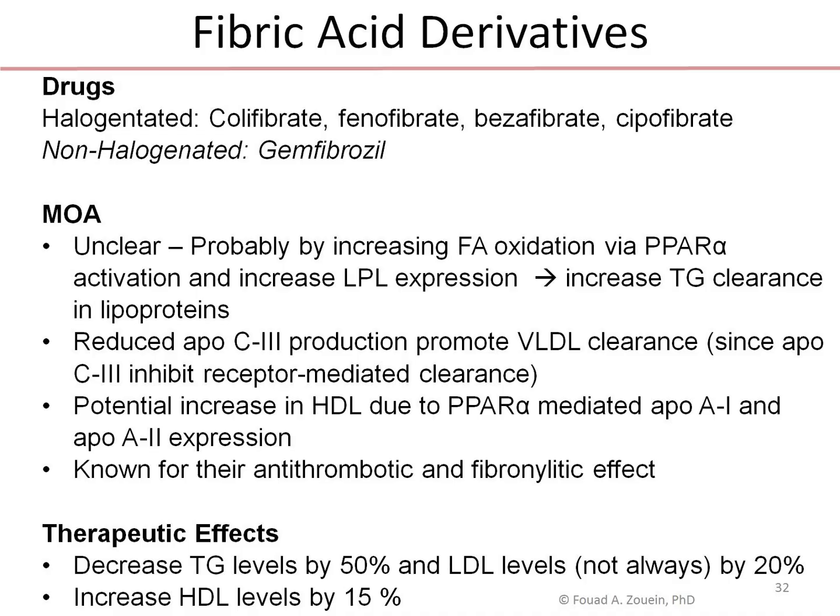The potential increase in HDL, there is an increase in HDL, is also due to PPAR alpha mediated ApoA1 and ApoA2 expression. Both ApoA1 and ApoA2 are involved in the structural formation of HDL, so increasing these apoproteins will increase HDL formation. And they're also known for their antithrombotic and fibrinolytic effect, which is also beneficial, especially for all the patients that are dyslipidemic and have high risk of coronary artery disease. They are basically at high risk of thrombosis.